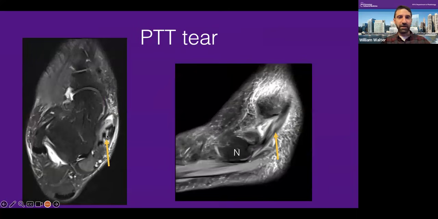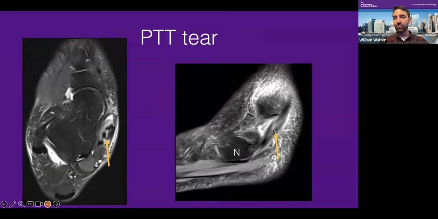Here's someone with a partial tear of the posterior tibial tendon. The tendon itself is labeled by the arrow. It's kind of this whole thing here. You notice there are multiple fragments to it with a linear cleft of fluid running through the substance of the tendon, and that is the tear. There's fluid around the tendon, that's tenosynovitis within the tendon sheath.